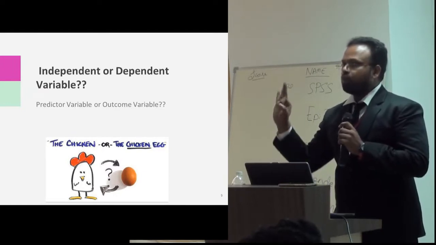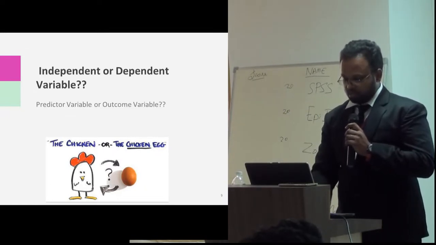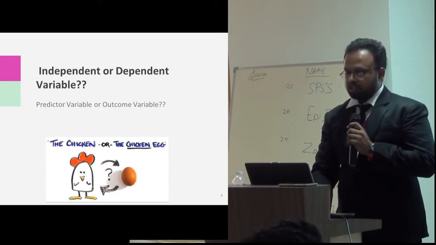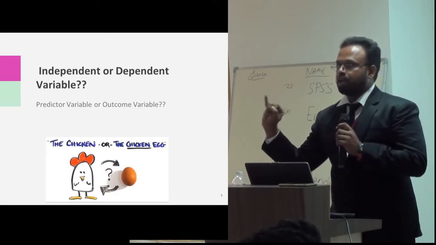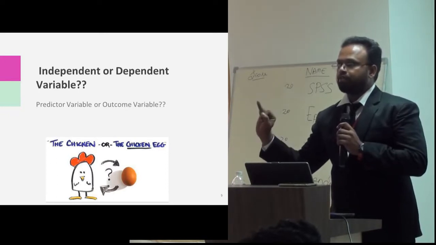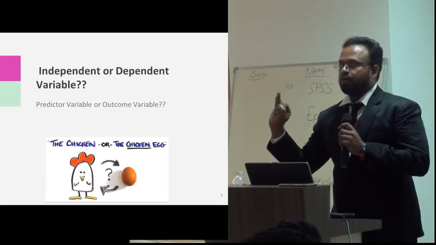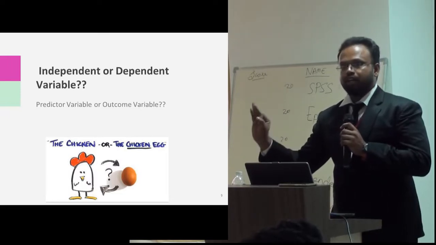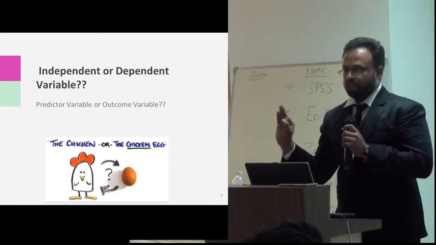Okay, so now we are clear about the third step, the type of variable. We were clear about the hypothesis. Then paired or independent observation. Then type of variable, continuous or categorical. Again, dependent or independent variable. That you should be clear.